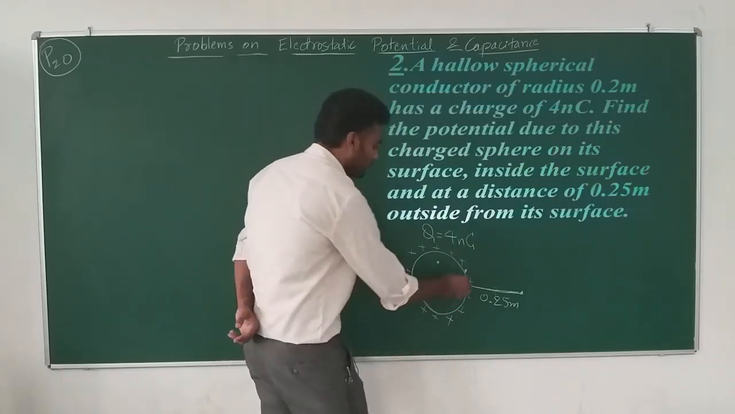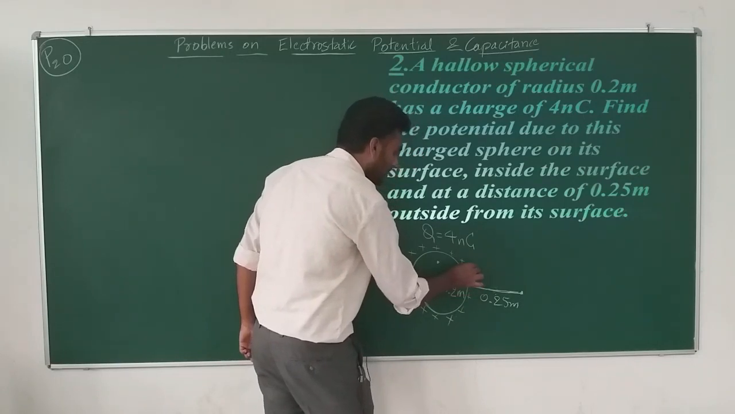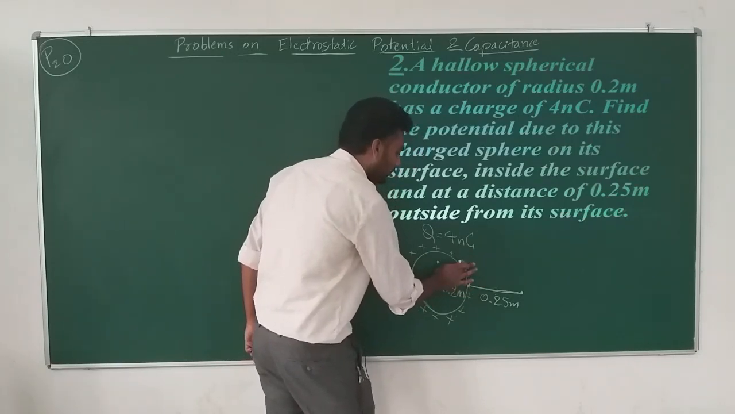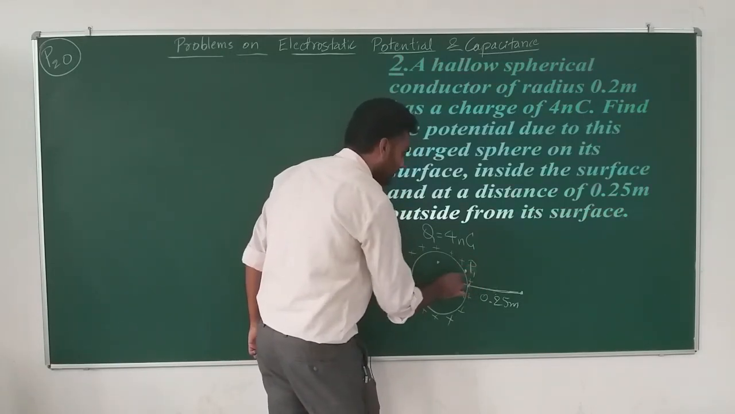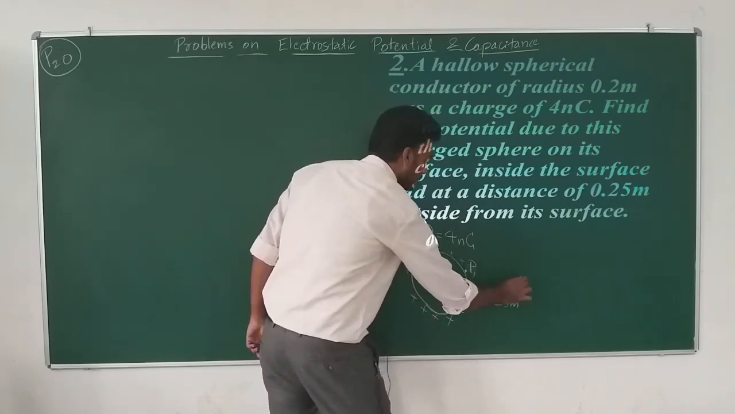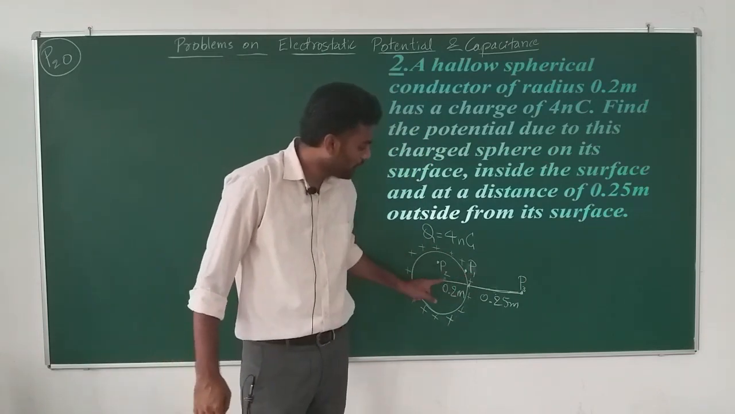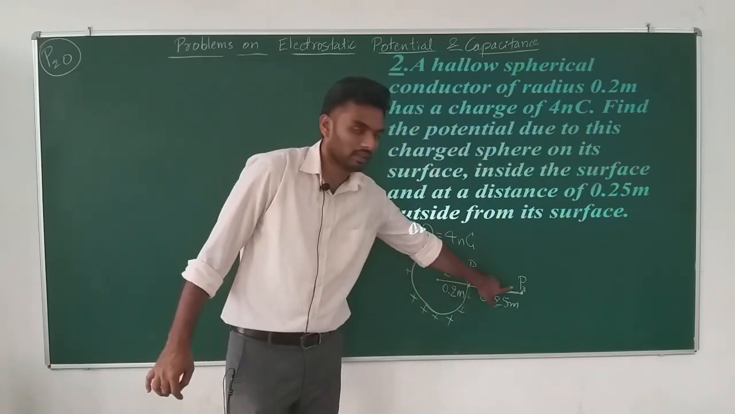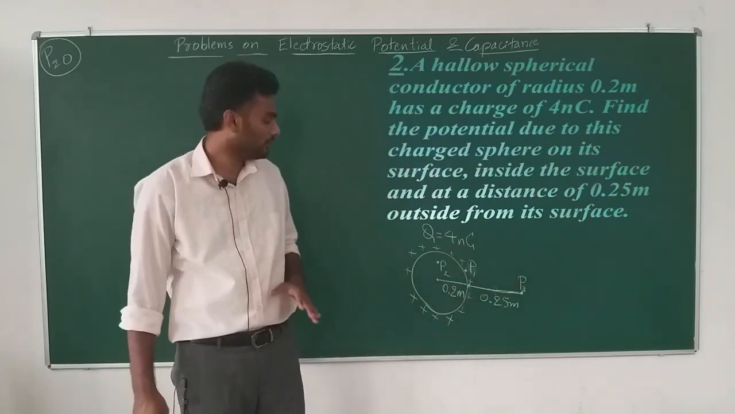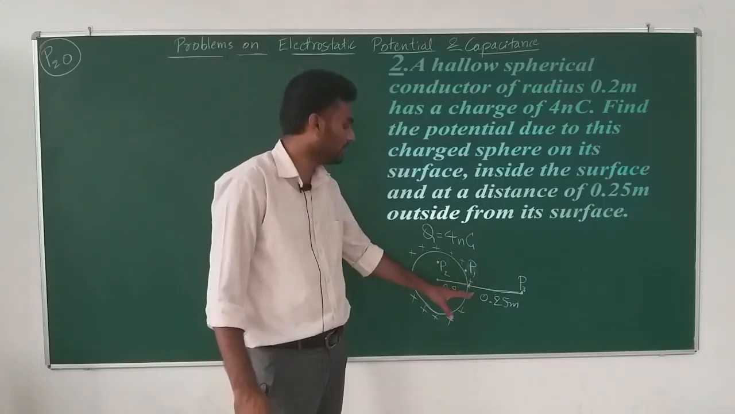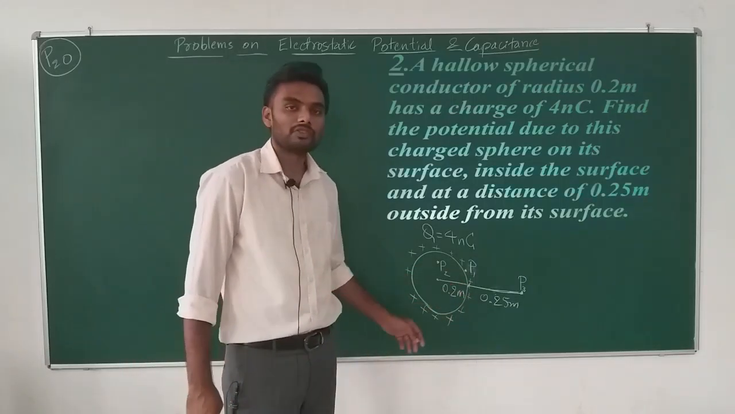Let me name the first point, this, as point 1. Numbers might confuse you, so let me take these as point P1, point P2 and point P3. And the potentials at these points be V1, V2 and V3. Just for our reference, I am naming them as P1, P2, P3, and the potentials be V1, V2 and V3.